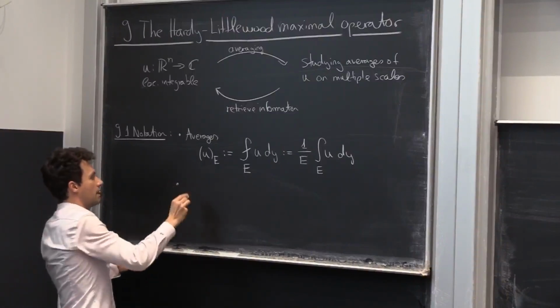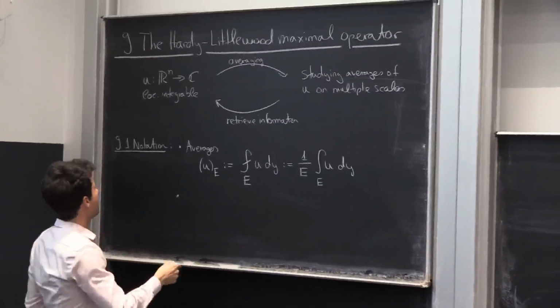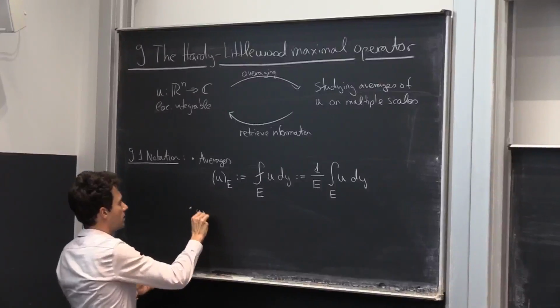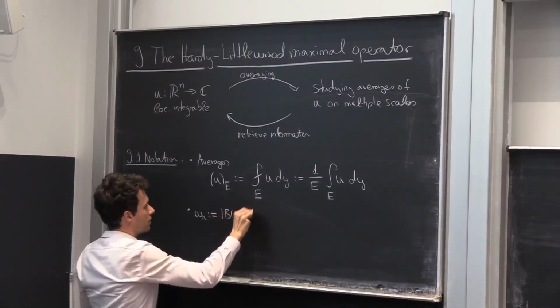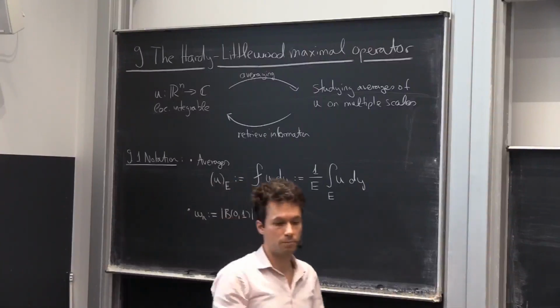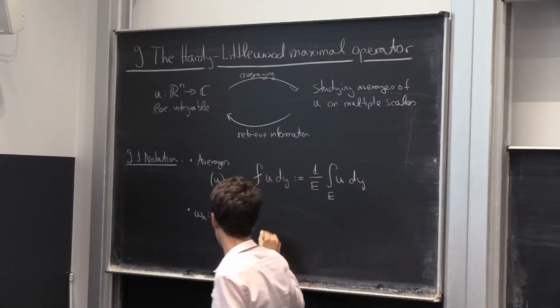Right, and then from time to time in this lecture and also in the 10th lecture, we're going to need omega n just as an abbreviation of the measure of the unit ball in R^n. Okay?